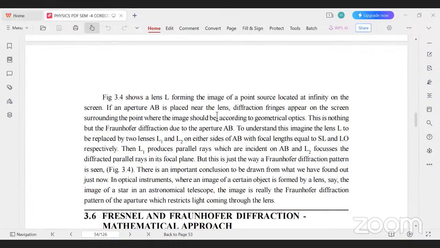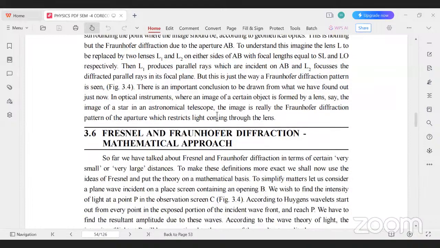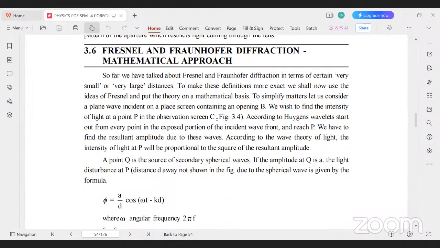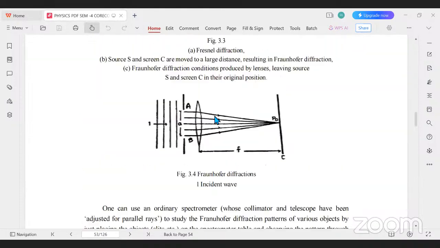So there is an important conclusion to be drawn from what we have found out just now. In optical instruments, where an image of a certain object is formed by a lens, say the image of a star in an astronomical telescope, the image is really the Fraunhofer diffraction pattern of the aperture which restricts the light coming through the lens. Okay, so this is the Fresnel and Fraunhofer diffraction mathematical approach, calculated by observing through a telescope and a spectrometer.